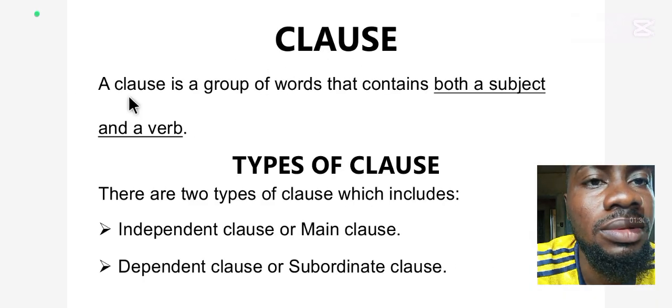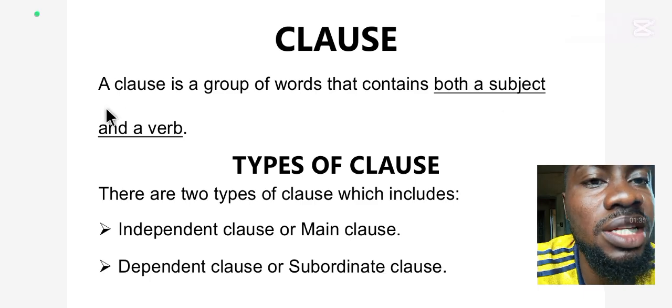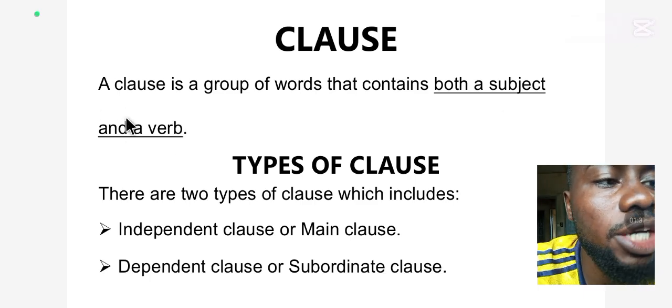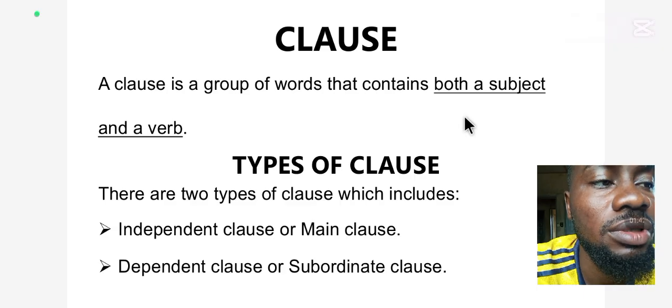Clause. A clause is a group of words that contains both a subject and a verb. A collection of words that contain both a subject and a verb. Group of words put together that contains both a subject and a verb. That's a clause. Types of clause.